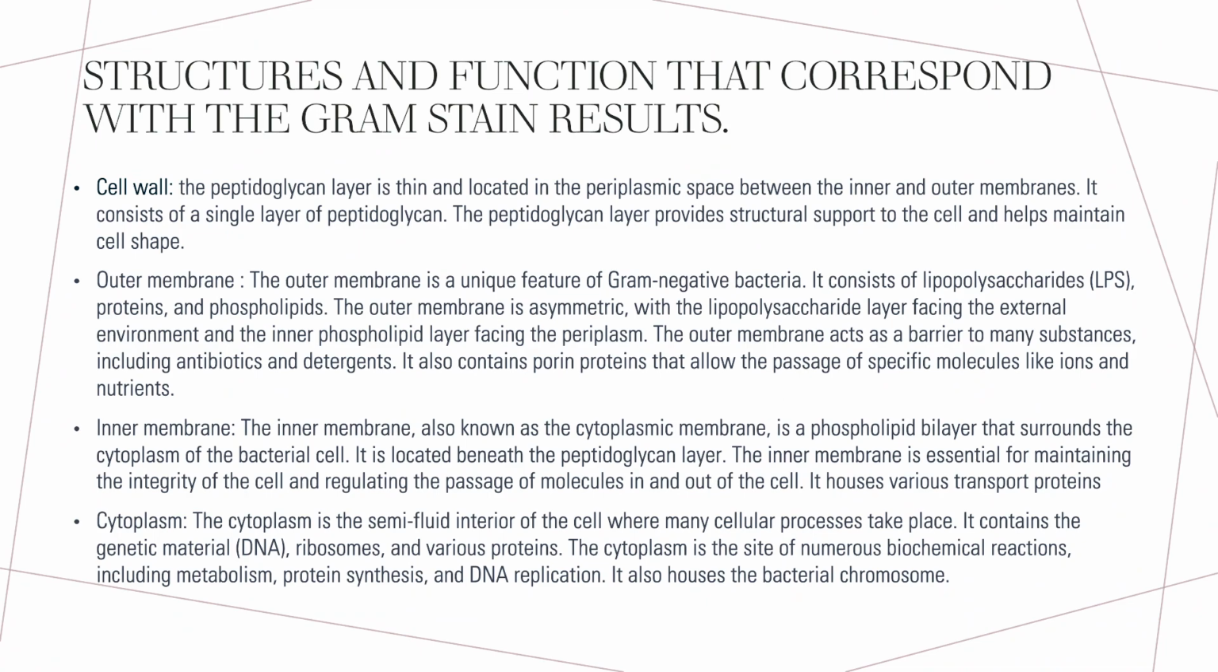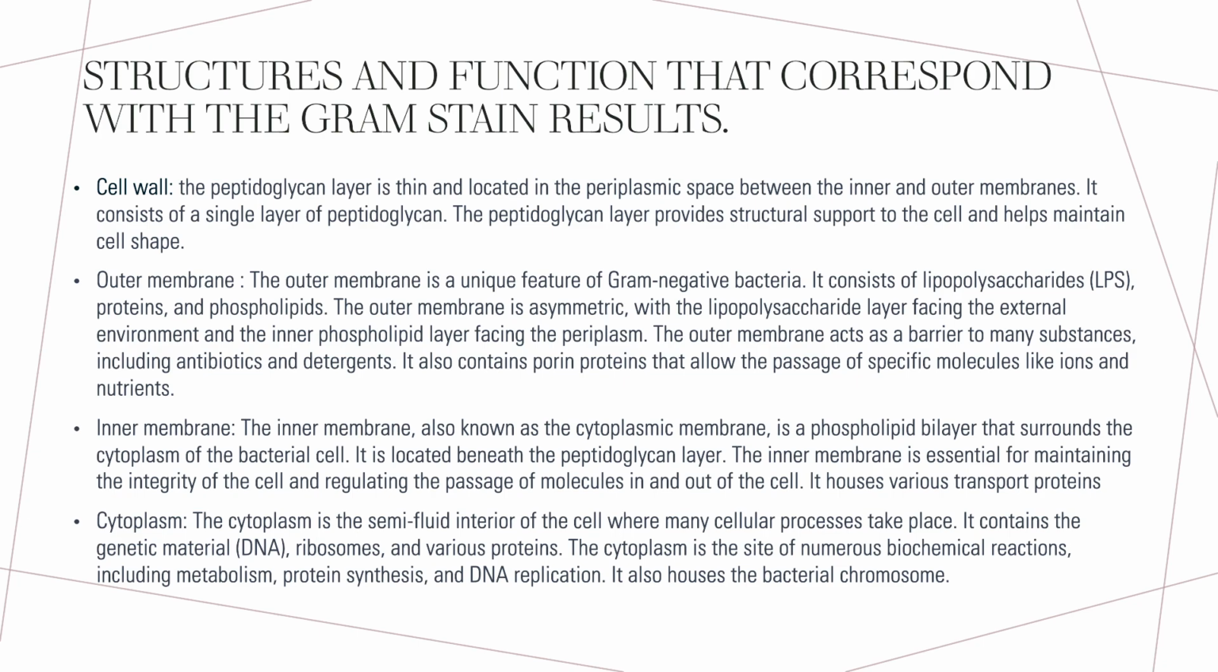Structures and functions that correspond with the gram stain results. The first one is cell wall. It contains the peptidoglycan layer, and the peptidoglycan layer is thin, and it's located in the periplasmic space between the inner and outer membranes. It consists of a single layer of peptidoglycan. The peptidoglycan layer provides structural support to the cell and helps maintain the cell shape.